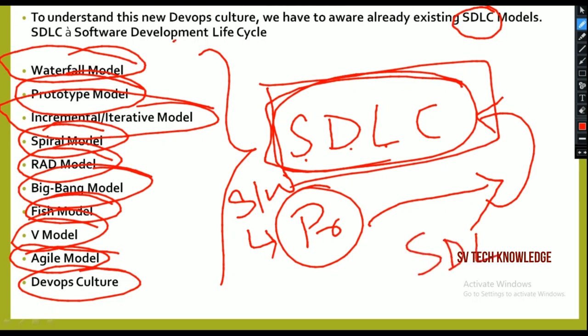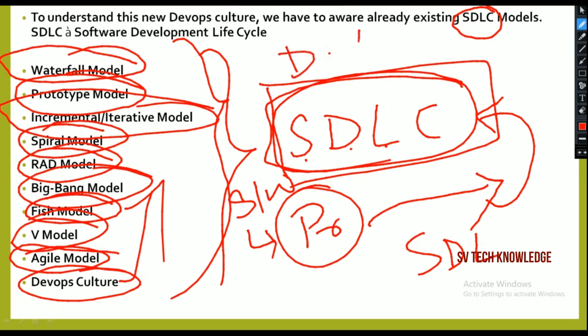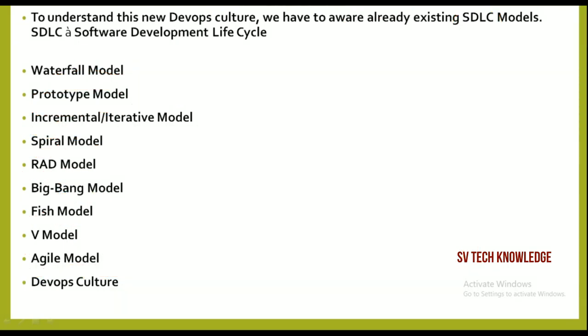These all are the approaches or software development life cycles before this DevOps culture. These all have development team and operations team working separately, but in DevOps culture the development team and operations team are working together. Next we will briefly discuss the first model, the waterfall model.